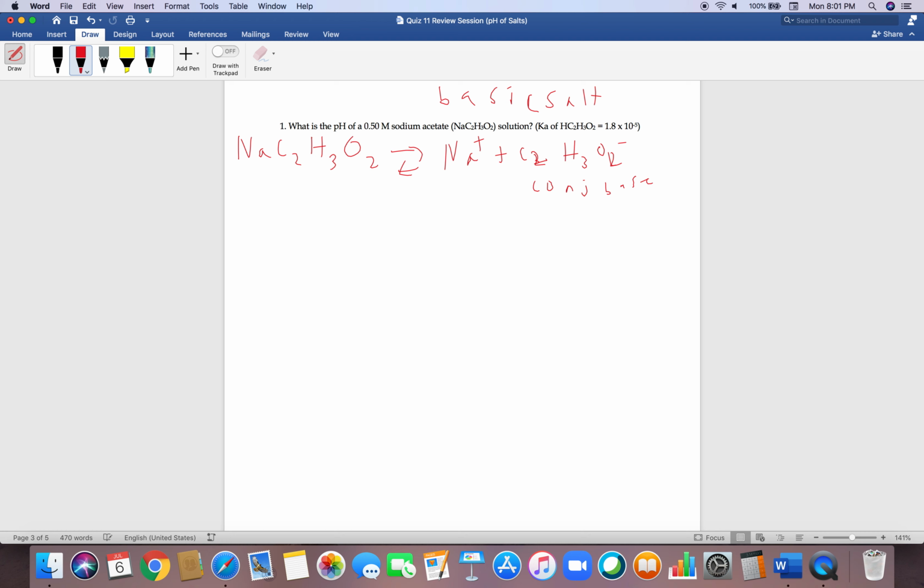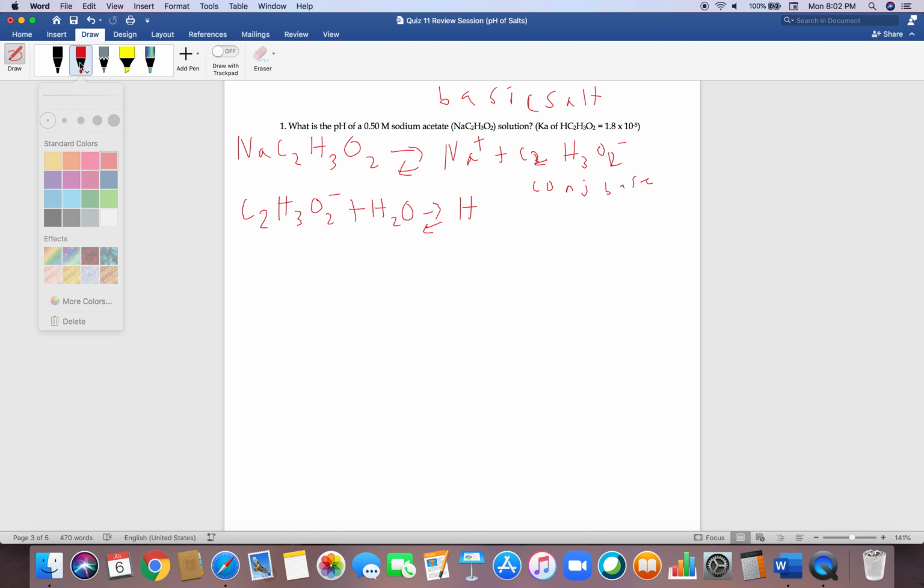So when we want to calculate the pH, we're going to look at this dissociation here. We're going to take this a step further and write the dissociation of the conjugate base, the acetate ion, C2H3O2 minus. And we're going to dissociate this in water because it's a weak base, remember. Even though it's a conjugate base, you still have to dissociate it in water. And we're going to get back acetic acid, and we're going to get that hydroxide that's contributing to our pH.